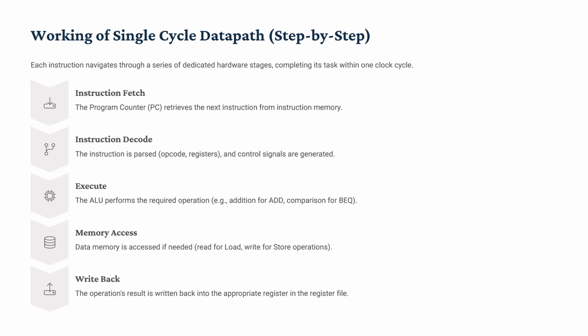Third step, execute. The ALU performs operations. Example, addition for add, comparison for branch equal. Next step is memory access. If we need a load, read from memory; store, write to memory. Write back: the operation result is written back into the appropriate register in the register file.